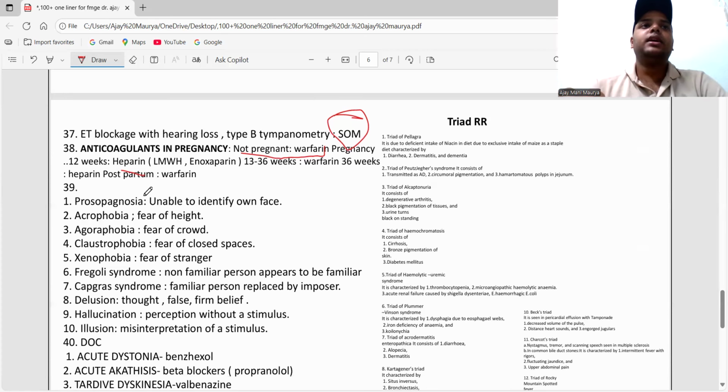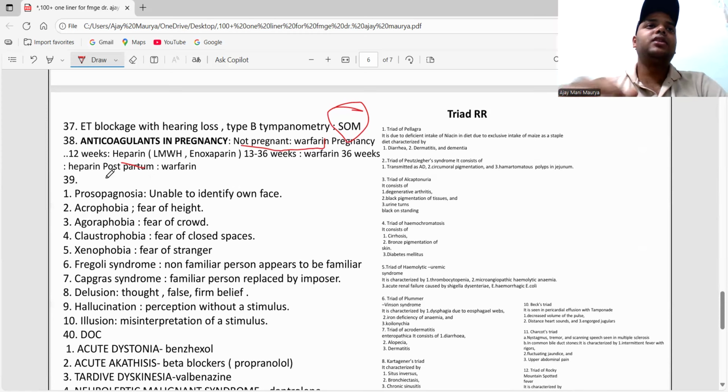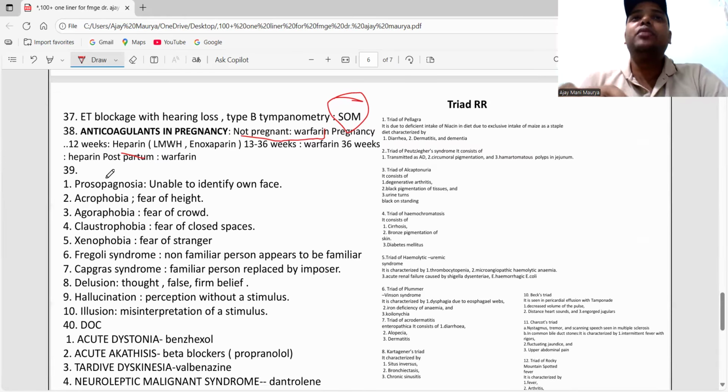The next one is the 39. What is prosopagnosia? It is being unable to identify one's own face. This is also an exam question.